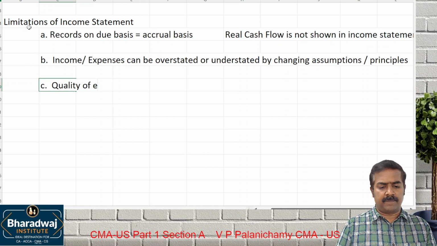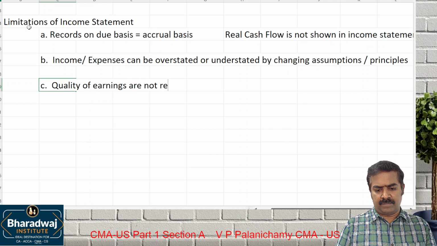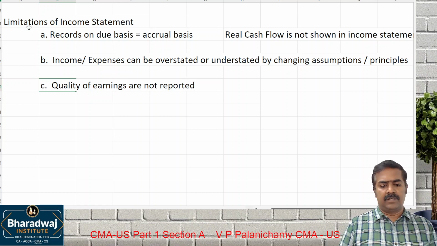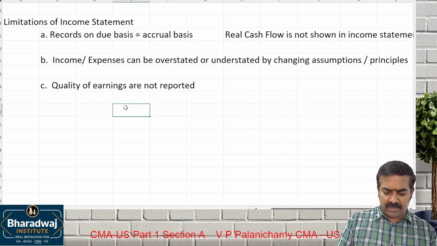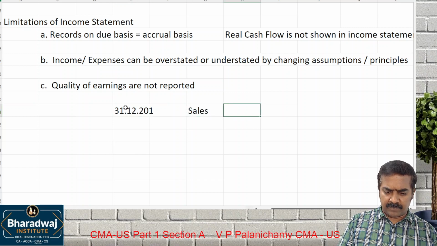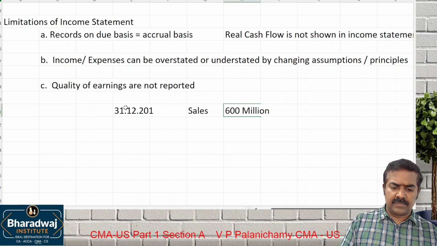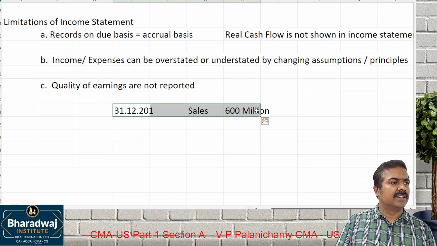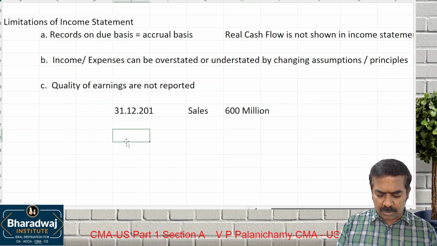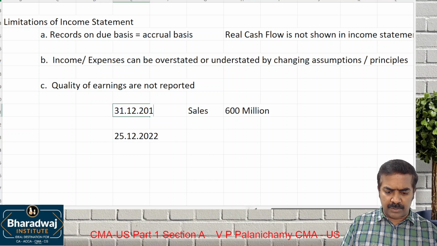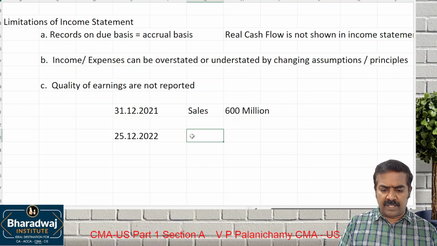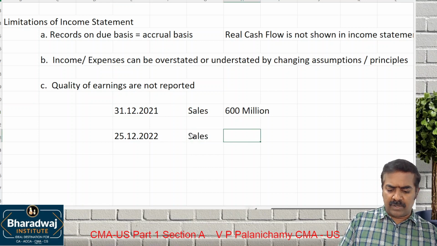Quality of earnings. Quality of earnings are not reported. For example, pay attention. Last year, 31/12/2021, our sales was 600 million. What is the financial year turnover of the last year? 600 million. We are about to close on 25th December 2022. On 25th December 2022, I find sales of the current year is only 550 million.